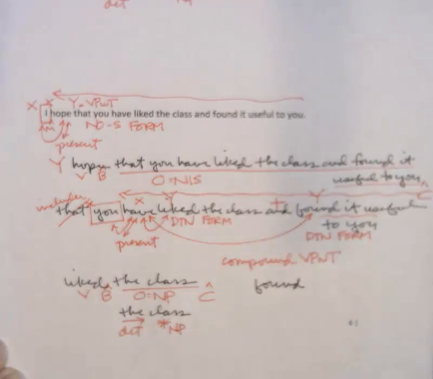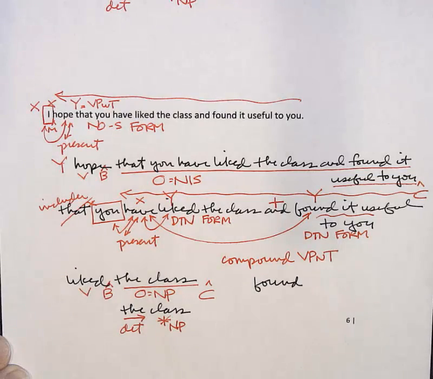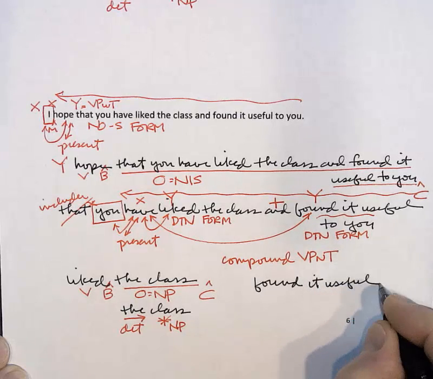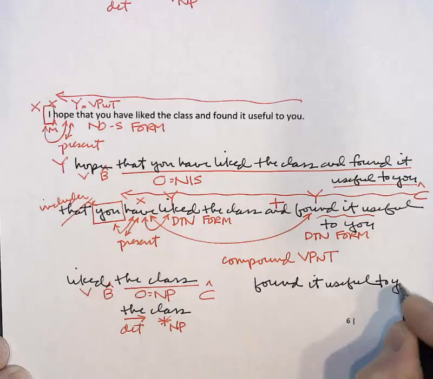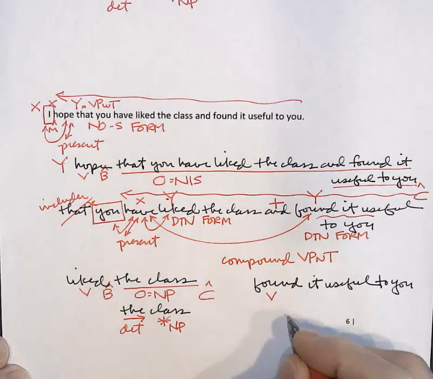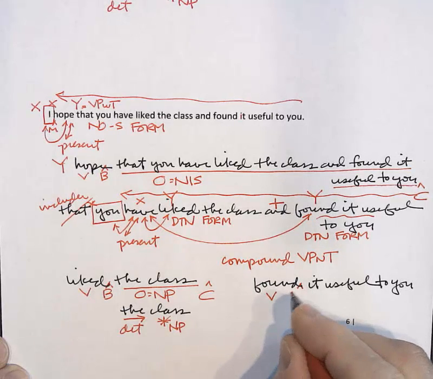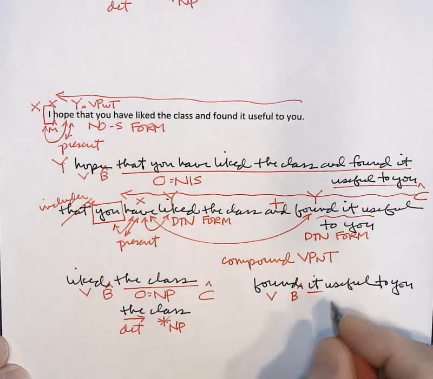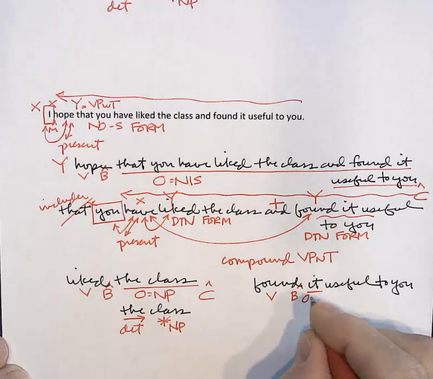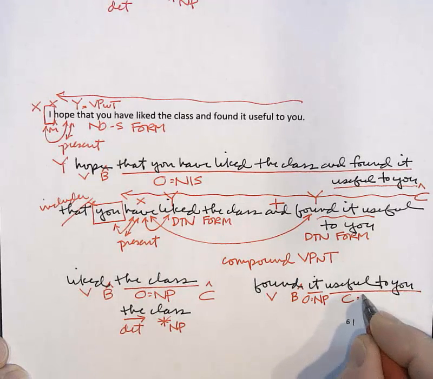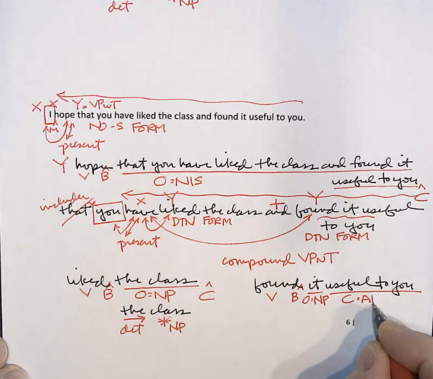Let's rewrite the other Y. Found it useful to you. And found is the verb. Particle. Found it is the complement, is the object. It's a noun phrase. And useful to you is the complement. It's an adjective phrase.